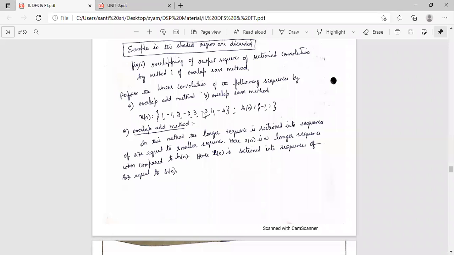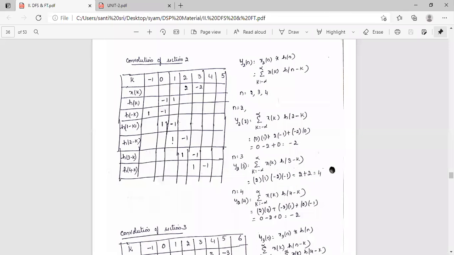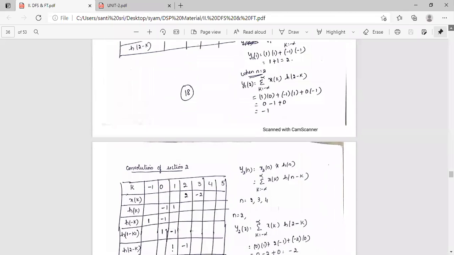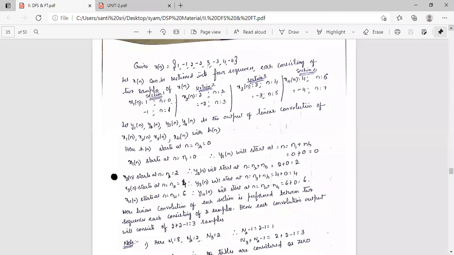So this long sequence x of n will be sectioned into the size of the small sequence. That is, x of n will be sectioned into four sections: x1 of n, x2 of n, x3 of n, x4 of n. And h of n is already 1 and minus 1.